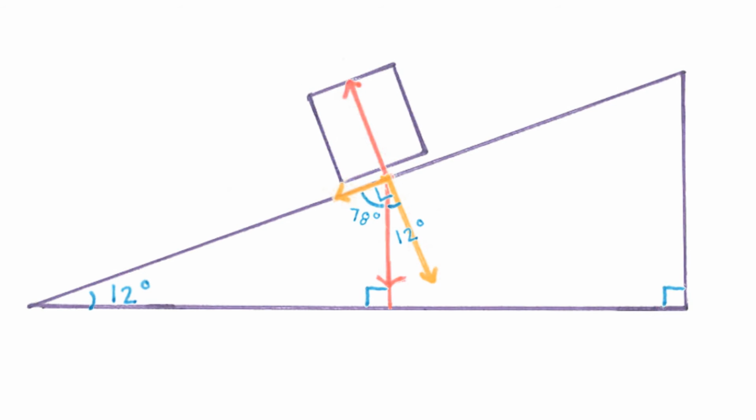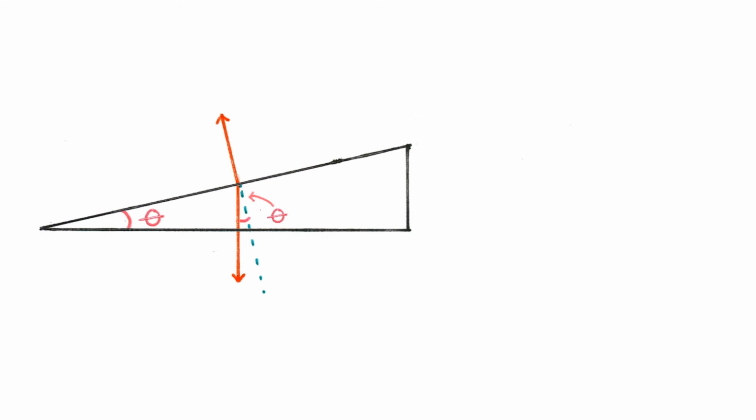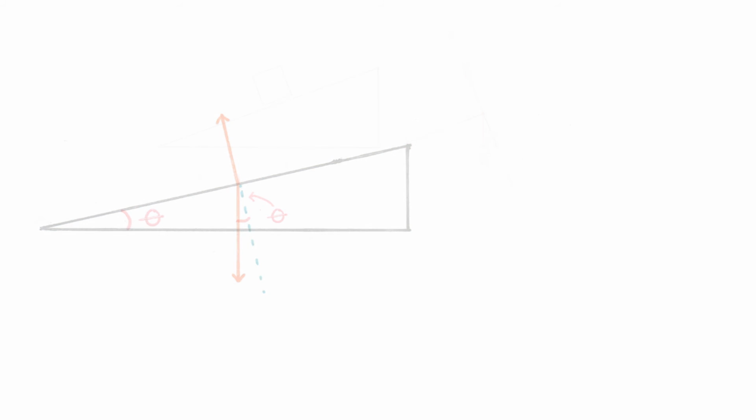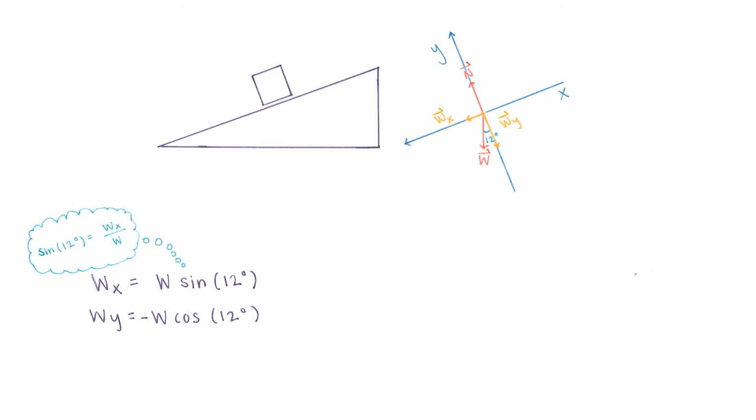Okay, I understand. But what if it's not easy to tell just by looking at it? I just draw a very shallow ramp on the side, so I can see where the angle is. Oh, I like that. Let's compute the components of the weight in the x and y directions. So Wx must be W sine 12, and Wy must be W cosine 12. And just to check, sine 12 equals Wx over W. So I think we got it right.